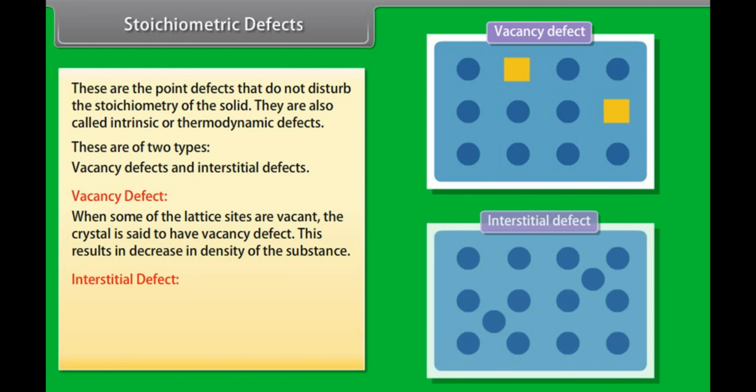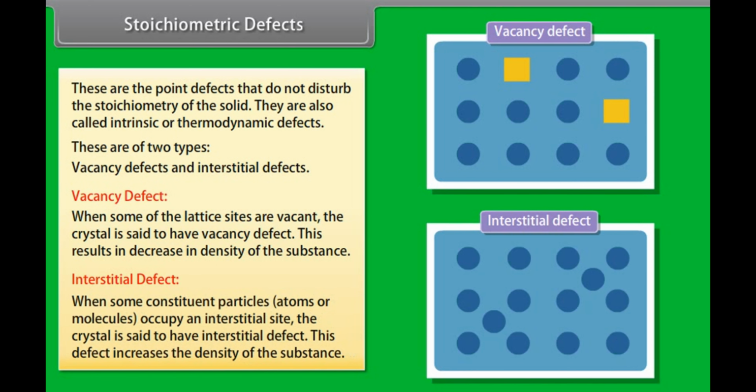2. Interstitial defect. When some constituent particles, atoms or molecules, occupy an interstitial site, the crystal is said to have interstitial defect. This defect increases the density of the substance.